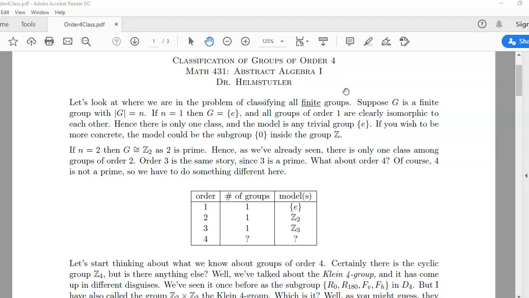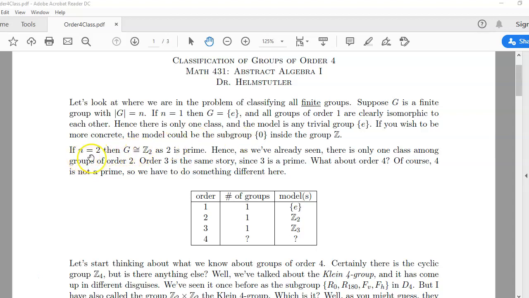So now I want to keep pushing this question further and see what we know. Let's suppose that G is a finite group with n elements. If n is 1, then of course G has only the identity element in it, and all groups of order 1 are clearly isomorphic to each other. They have the same structure, and so there is only one class. The model is any trivial group that you like. If you like, you can just take it to be 0, with 0 plus 0 being 0, the only possible operation.